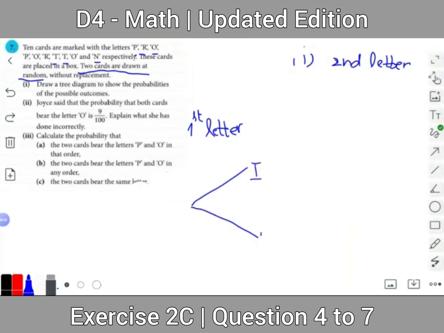Now for letters I and N, we have probabilities 1 over 10 and 1 over 10. Here we have further 6 possibilities.